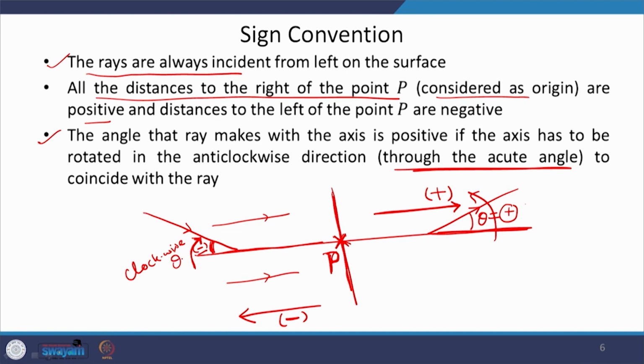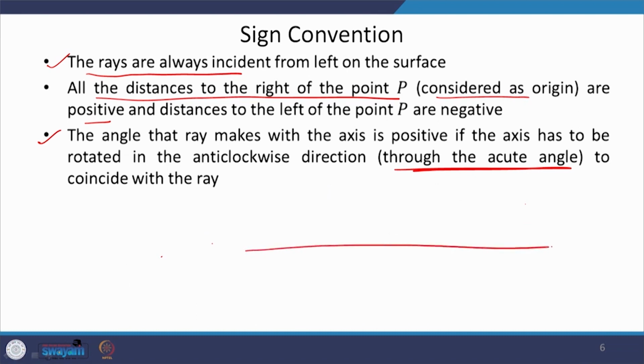Let me write this very clearly. This is our axis.